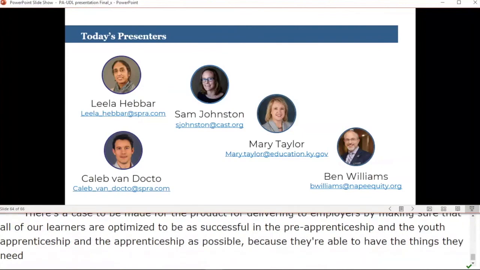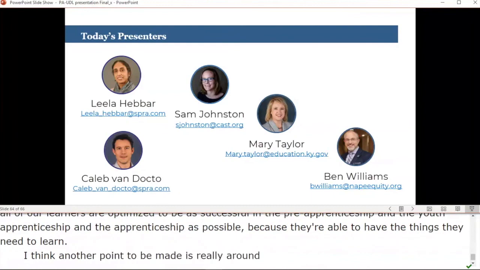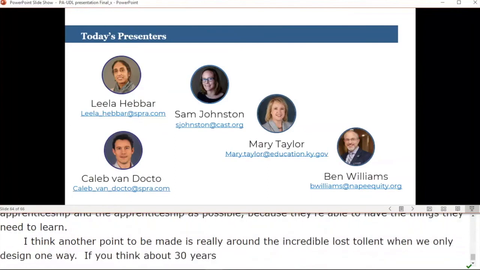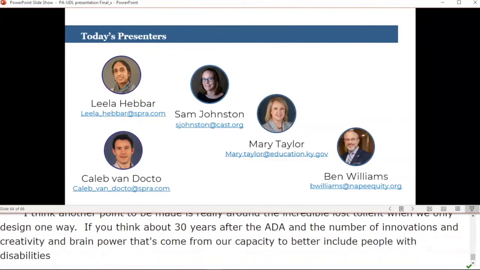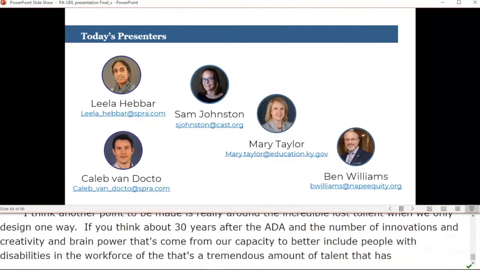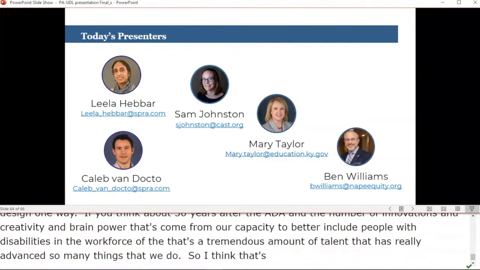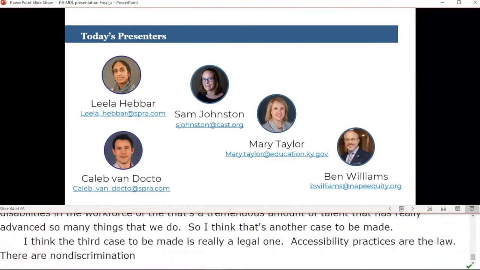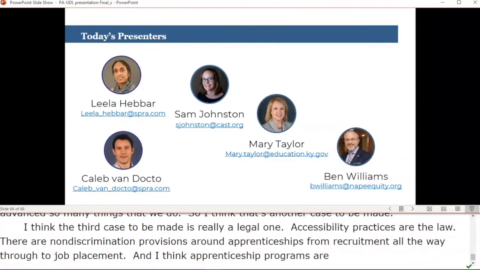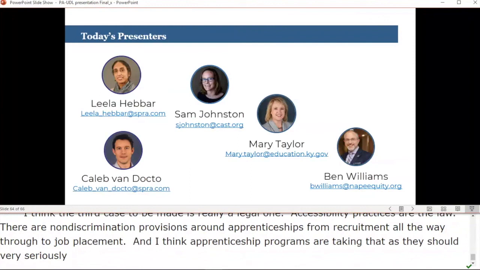Another point to be made is really just around the incredible lost talent that happens when we only design one way. If you think we're 30 years after the ADA, and the number of innovations and creativity and brain power that's come from our capacity to better include people with disabilities in the workforce, that's a tremendous amount of talent that has really advanced so many things that we do. So I think that's another case to be made. The third case to be made is really a legal one. Accessibility practices are the law. There are non-discrimination provisions around apprenticeships from recruitment all the way through to job placement. And apprenticeship programs are taking that, as they should, very seriously. So I'll pass it on to Caleb because he has probably the broader context for this.